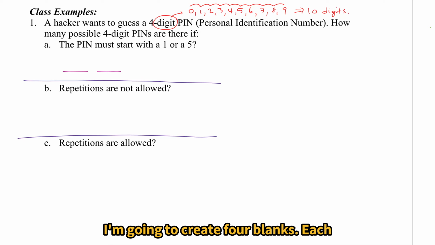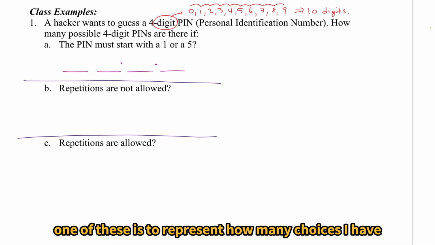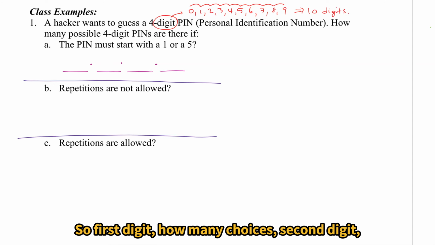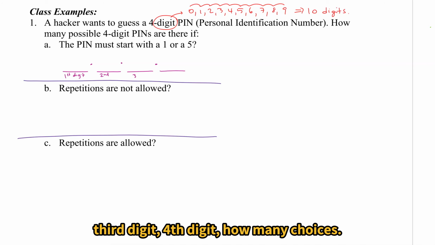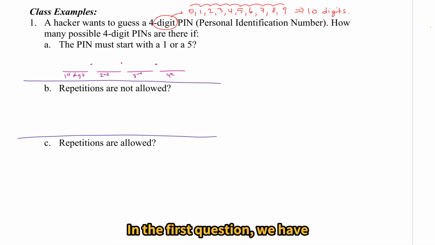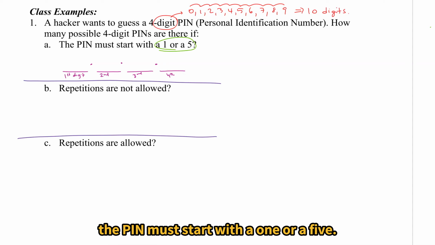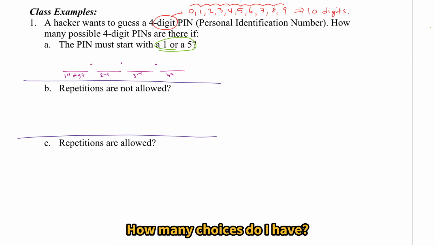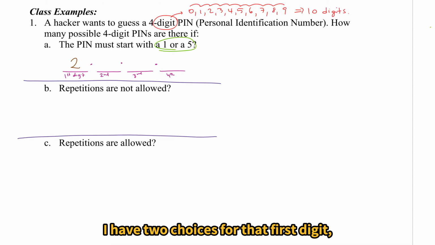If we look at the first scenario, where the pin must start with a 1 or a 5, I'm going to create 4 blanks. Each one of these is to represent how many choices I have for each of the numbers in that pin. So first digit, how many choices? Second digit, third digit, fourth digit, how many choices? In the first question, the pin must start with a 1 or a 5. So I have to start my pin with a 1 or a 5. How many choices do I have? I have 2 choices for that first digit, a 1 or a 5. That's all I can have.